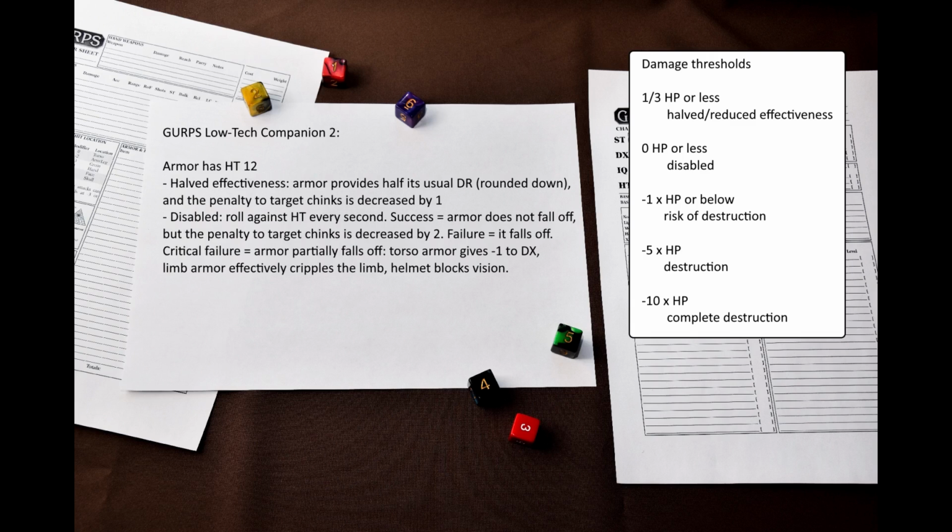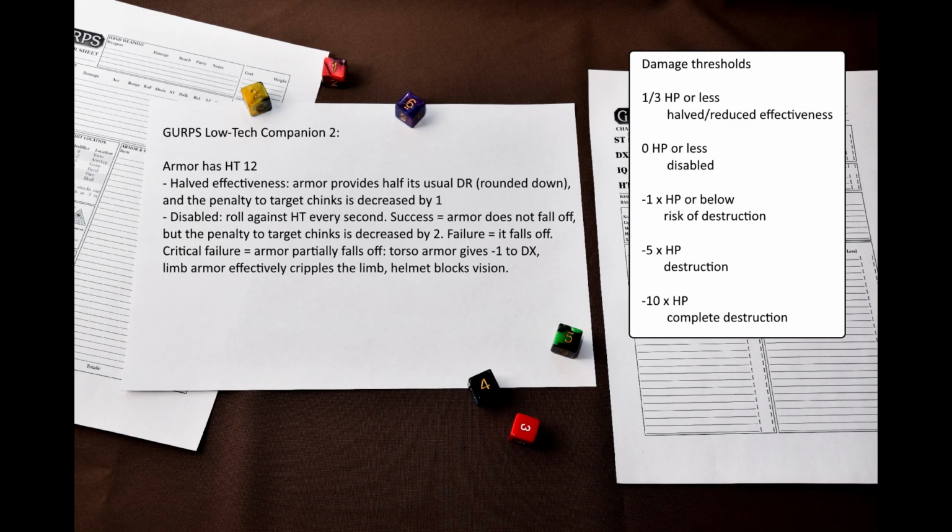Armor at 0 HP or less requires a roll against HT12 every second to see if it falls off. If you roll a critical failure, the armor partially detaches, making your movements awkward. Torso armor gives -1 to dexterity, limb armor restricts limb movement, effectively crippling them, and the helmet blocks your sight, but I assume protects your eyes now. Even if armor doesn't fall off, the penalty to target chinks is decreased by 2.